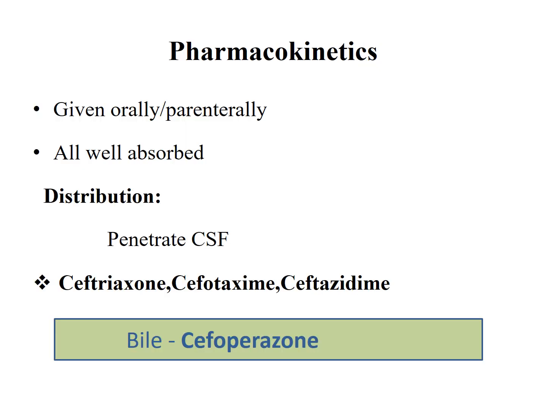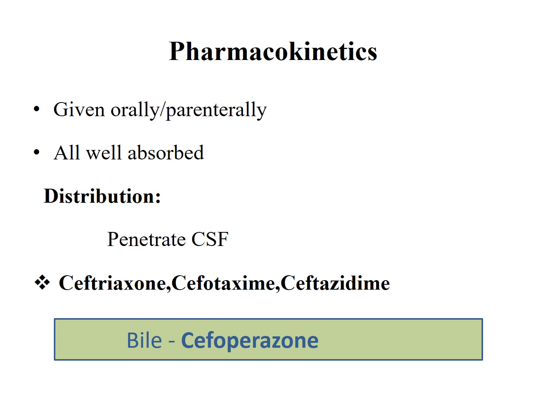Now a few important pharmacokinetic features of these third generation compounds. We can administer this drug through the oral as well as parenteral route. All these compounds are well absorbed from their site of administration, and few agents attain very good concentration in CSF. For example, ceftriaxone, cefotaxime as well as ceftazidime. So we can prefer these compounds for the infections of meningitis as well as encephalitis.